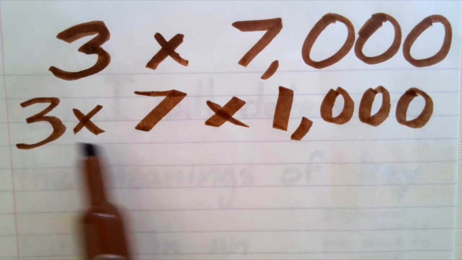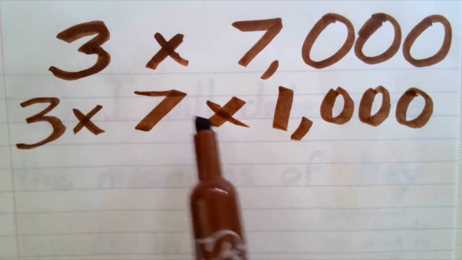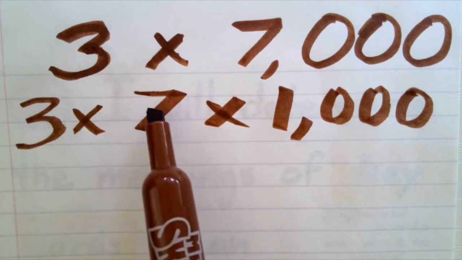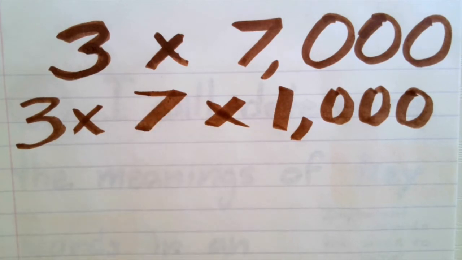Now we can use the associative property to multiply 3 times 7. What is 3 times 7?